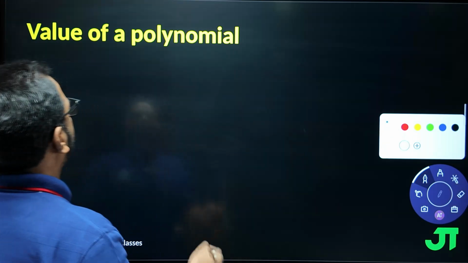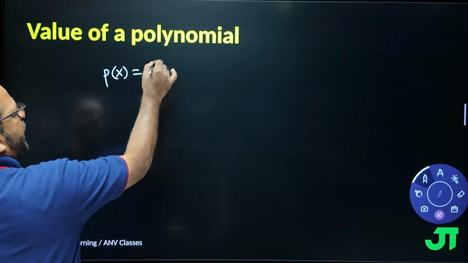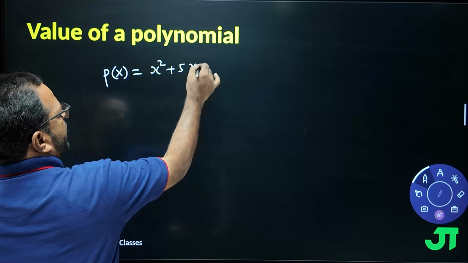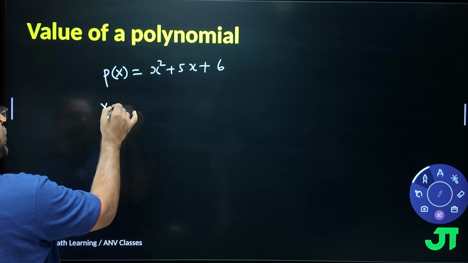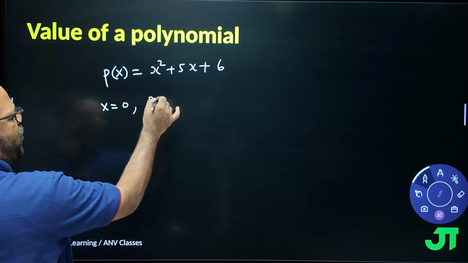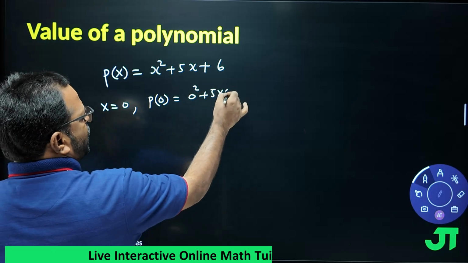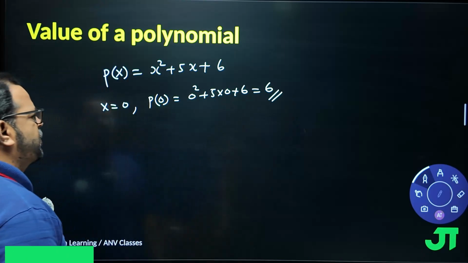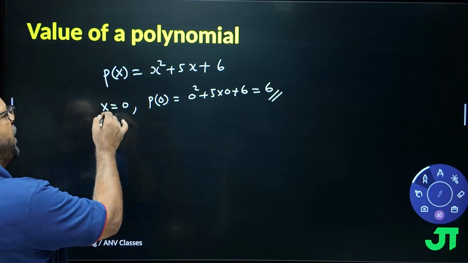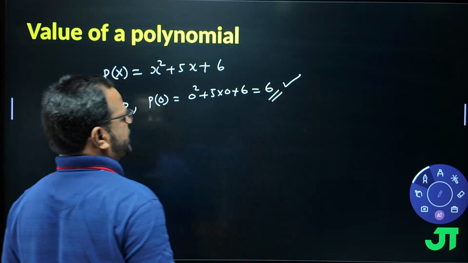Value of a polynomial means we have a polynomial p of x is equal to x square plus 5x plus 6. When we substitute x equal to 0, we get p of 0 equal to 0 square plus 5 into 0 plus 6. It is equal to 6. That means the value of this polynomial when x equal to 0 is equal to 6.